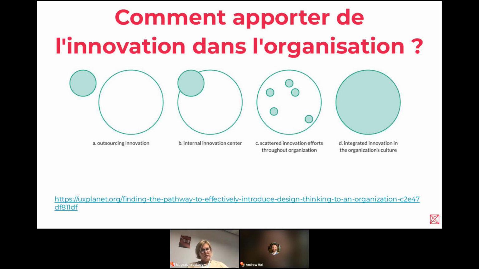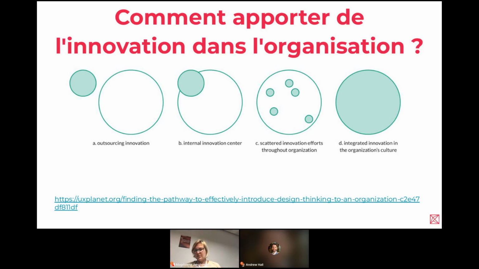We can completely outsource innovation and say, okay, we employ an agency, they will do it for us. We can also create an internal innovation center, a creative department dealing with innovation. We can also decide to spread this innovation competence, train our staff in innovative tools like design thinking, and make sure that they exist in parallel in different departments. Or, the big one, let's integrate innovation in the organization's culture.